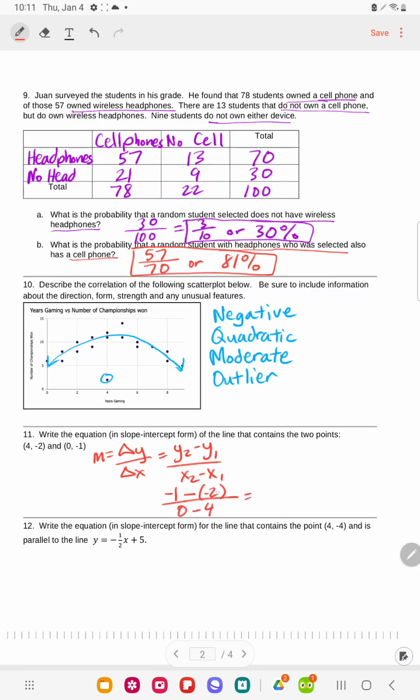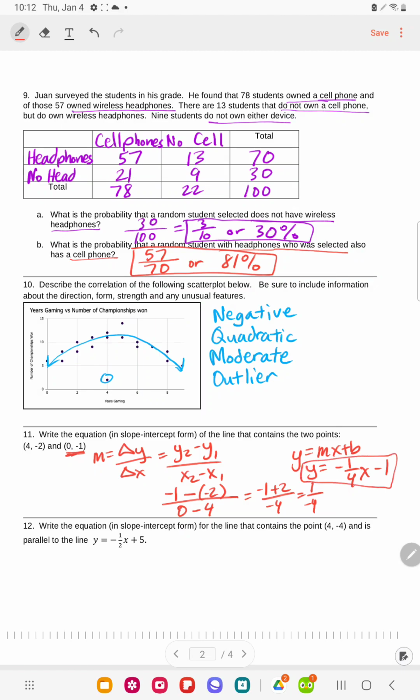So -1 minus -2, that's -1 plus 2 over -4, or in this case, -1 plus 2 is 1, over -4. So we know our slope is -1 over 4. Now to find the y-intercept, we already have it right here, (0, -1). So our final solution needs to be written in the form of y equals mx plus b. In this case, y equals -1/4 x minus 1, which is our y-intercept.